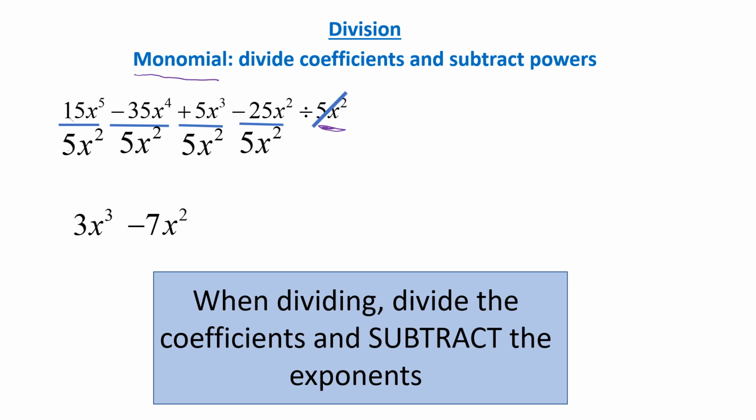Now continuing on to the third term, 5 divided by 5 is 1. When I subtract my exponents, 3 minus 2 is 1, so I'm just going to have x to the 1, or simply x. And on the last term, I have negative 25 divided by 5, so that'll give me negative 5. And here, these just cancel out because they both are x squared. They're the same in the numerator and the denominator, so I can just cancel them out. So I'm just going to end with a negative 5.